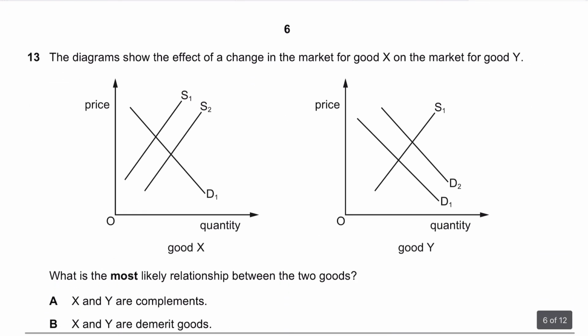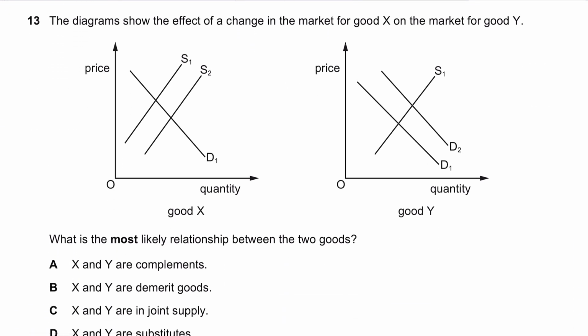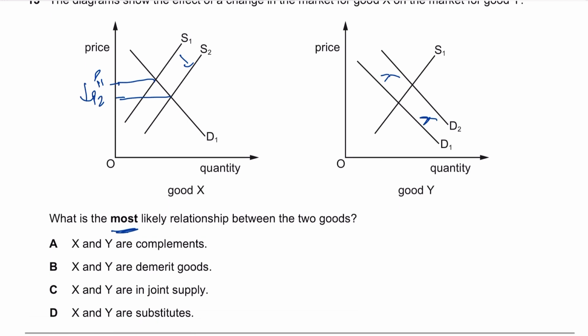Question number 13 states a diagram shows the effect of a change in the market for good X on the market for good Y. What is the most likely relationship? We can see that the supply is rising, and because of that the price will go down. If the price of a product is going down, which is increasing the demand for the other product, it means that they are both jointly demanded. They are both complements basically. So X and Y should be complements. The price of X is going down, but it's increasing the demand for Y.